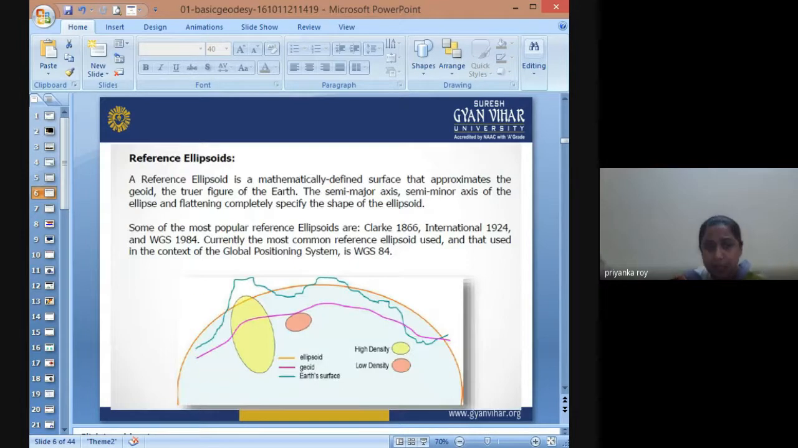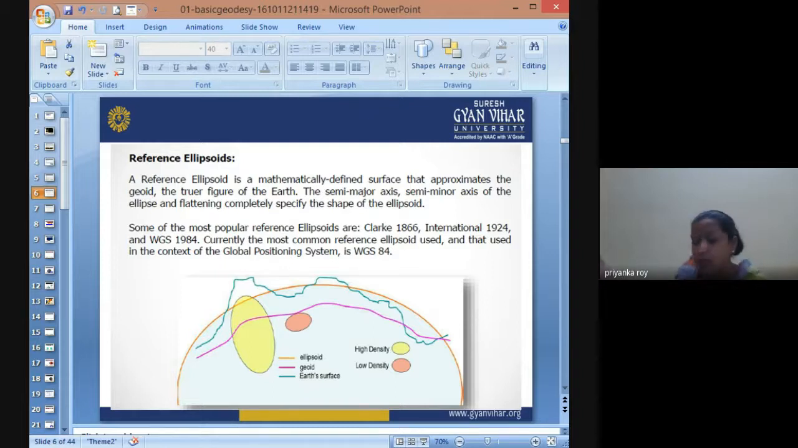Now, a reference elliptoid. What is a reference elliptoid? Let's try to understand that. A reference elliptoid is a mathematically defined surface that approximates the geoid, the true figure of the earth. The geoid is the true figure of the earth, which I will show you here.